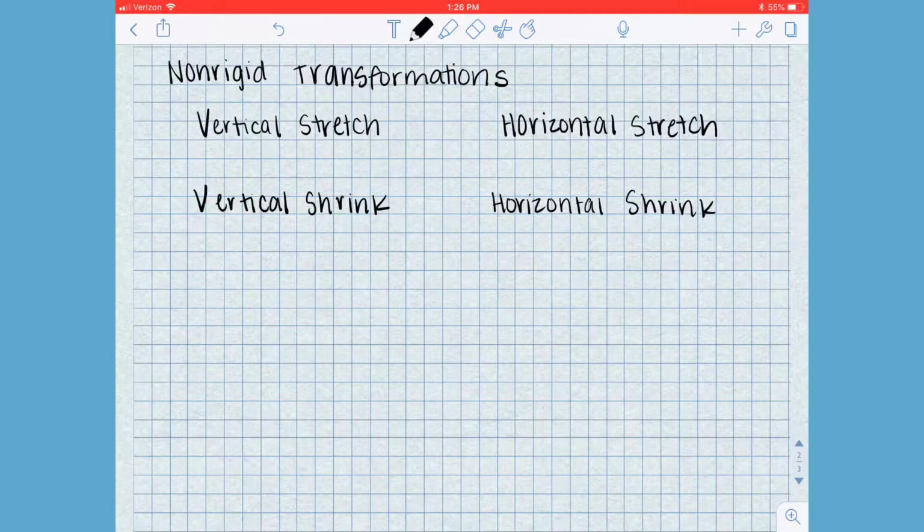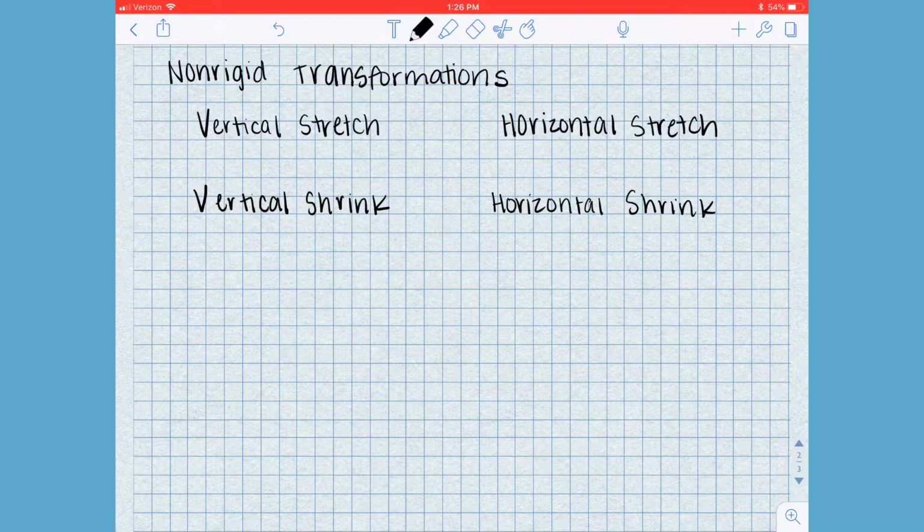Hello students, this video is a continuation of the discussion of parent functions and their transformations. In this video, we are particularly looking at non-rigid transformations. In our last video, we talked about rigid transformations, which are movements like up, down, left, right, or reflections, where the location of the function changes, but the actual shape of the graph does not change at all.